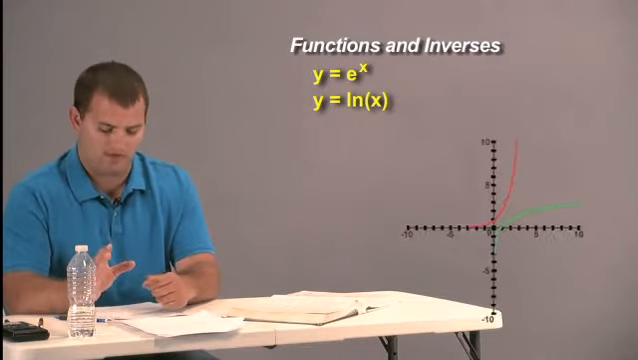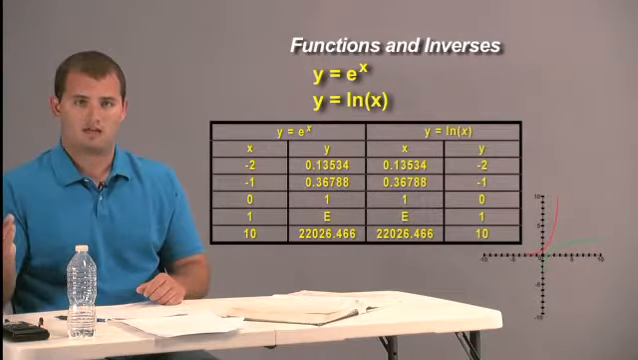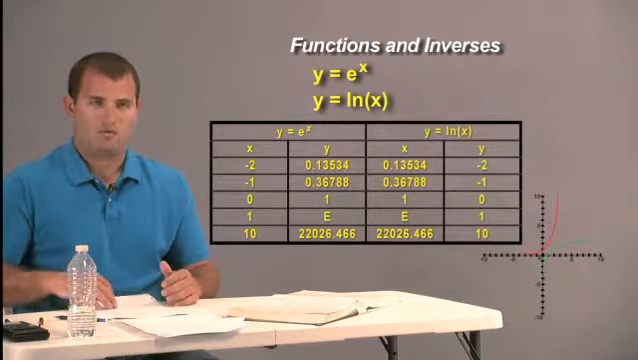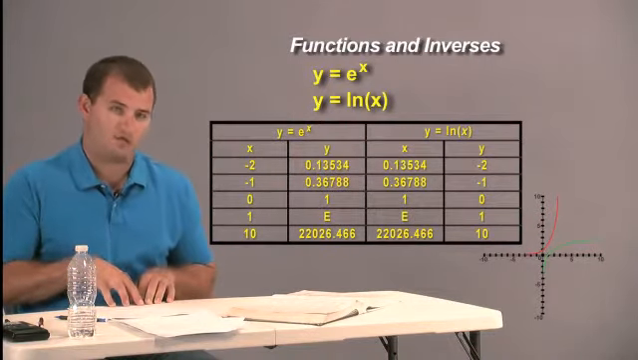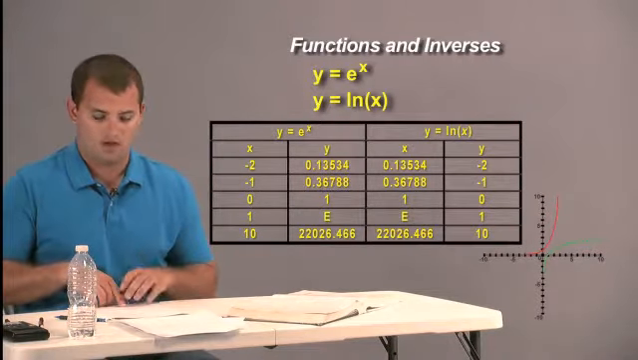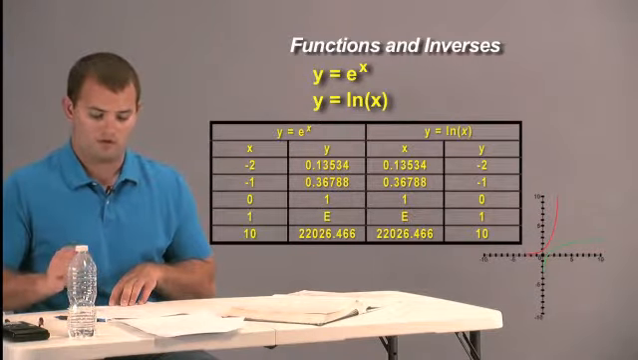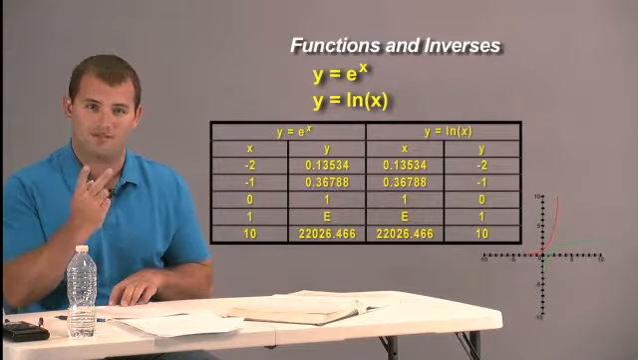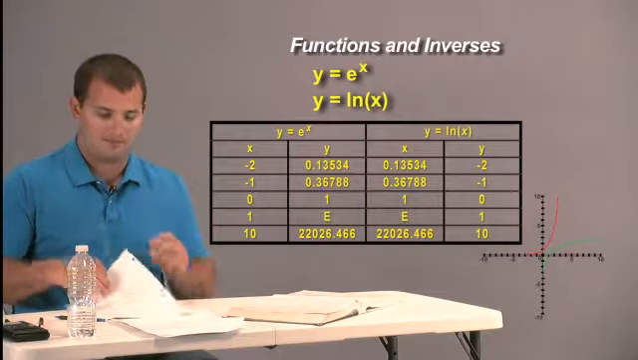And let's look at a table of values. Here's a table. We have e to the x on the right, and natural log of x on the left, and their x and y values. Looking at that, when x is negative 2 for e to the x, the y value is 0.13534. And then on natural log of x, when the x value is 0.13534, the y value is negative 2. We've just flipped the x and y values. And you just go down the list and you can see that flip. Okay?